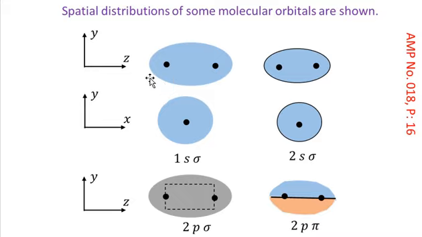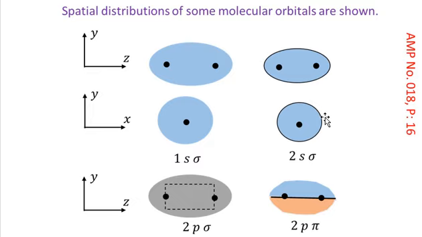So this is the ellipse on the YZ plane, and these two are the nuclei located as foci of this ellipse. And this is the cross section of this ellipse when viewed in the XY plane. So in the XY plane, if you cut this ellipse from here, and look at its face, the face will appear like this. That is, the face is located in the XY plane. So these two pictures correspond to 1s sigma in the YZ plane and in the XY plane.